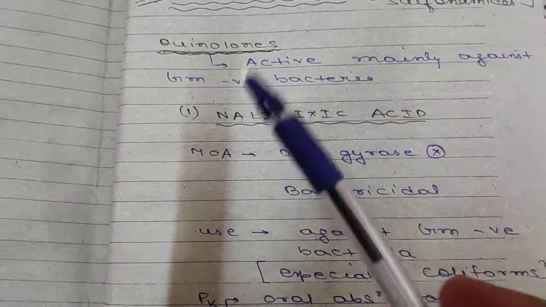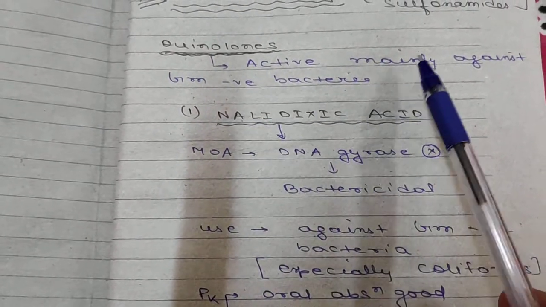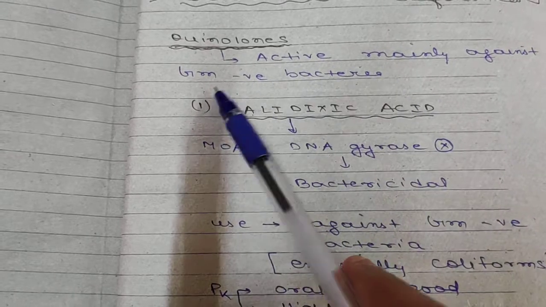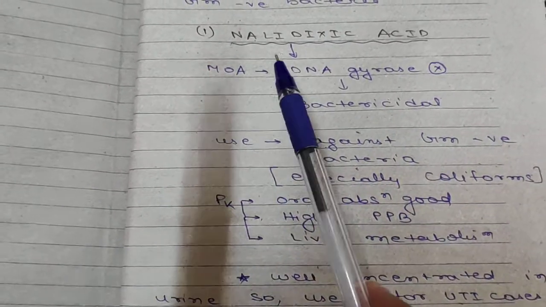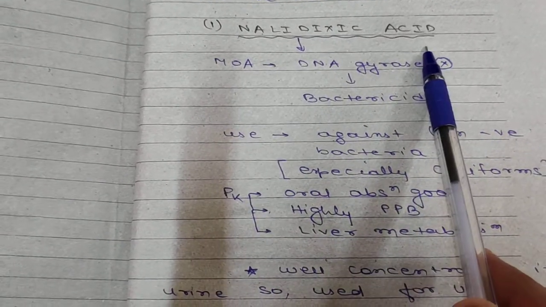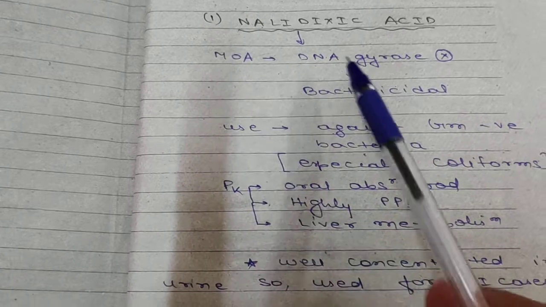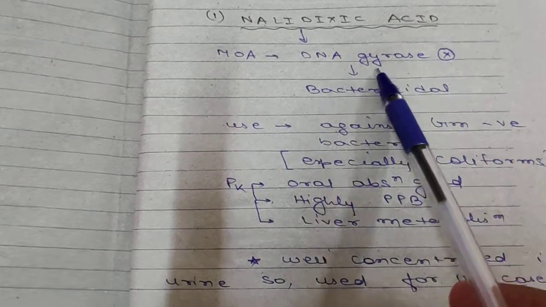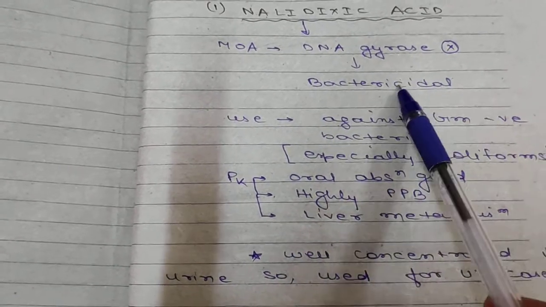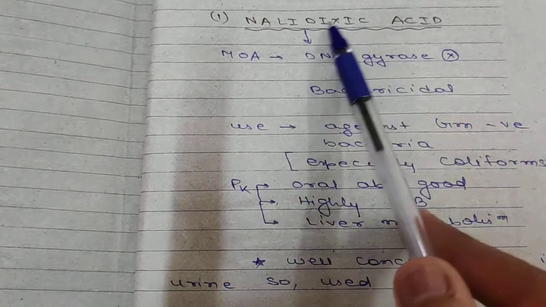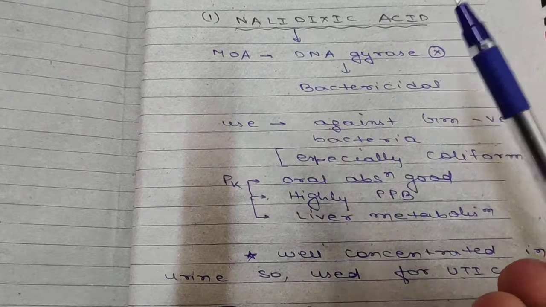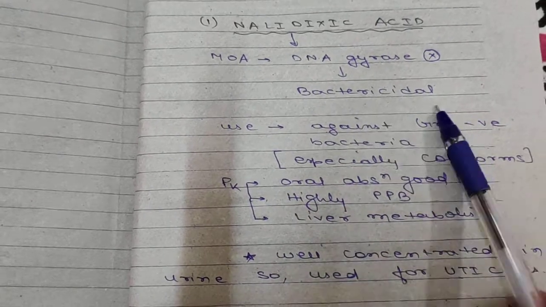Now first coming to the quinolones. Quinolones are active mainly against your gram-negative bacteria. Mind it, quinolones are active mainly against gram-negative bacteria. Now in quinolone, the first drug is your nalidixic acid. The mechanism of action is DNA gyrase inhibitor, and by inhibiting DNA gyrase, it is of bactericidal nature. So this is an important MCQ question. It is usually asked whether nalidixic acid is bactericidal or bacteriostatic. The answer will be bactericidal.